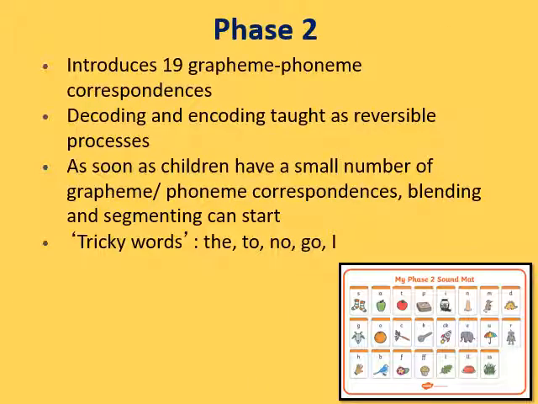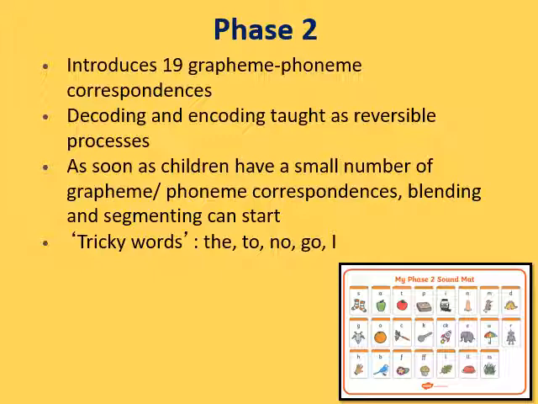Okay, so phase 2 phonics is when we first start introducing the children to letters and the sounds that they make. So we introduce the first 19 grapheme-phoneme correspondences. Now, a grapheme-phoneme correspondence is the letter and the sound that that letter makes. For example, S makes a S sound. We also teach the children how to decode and encode, how it's a reversible process, again, that blending and segmenting.